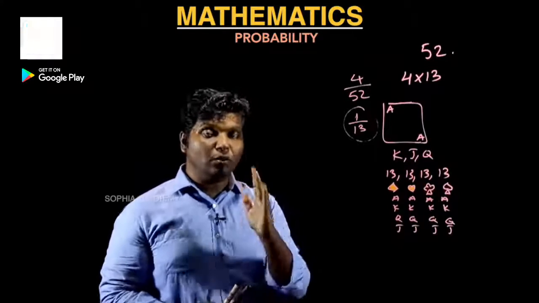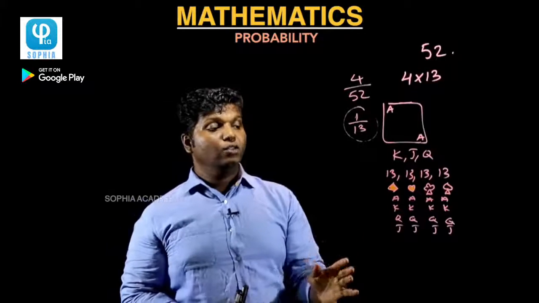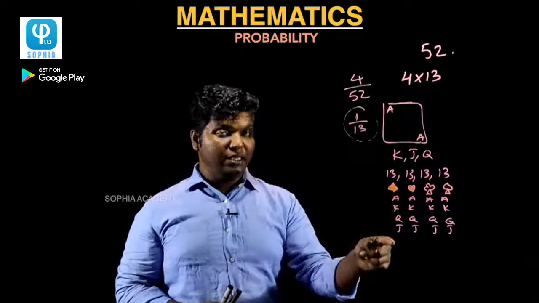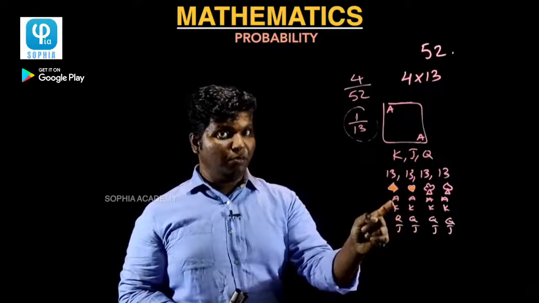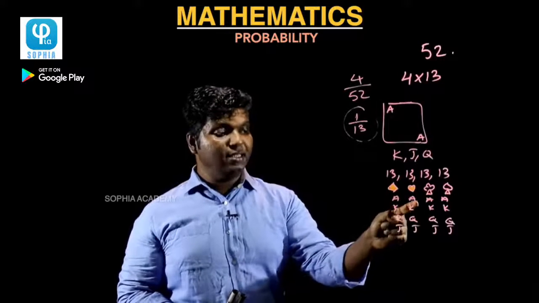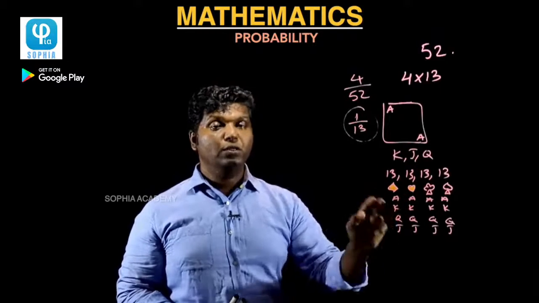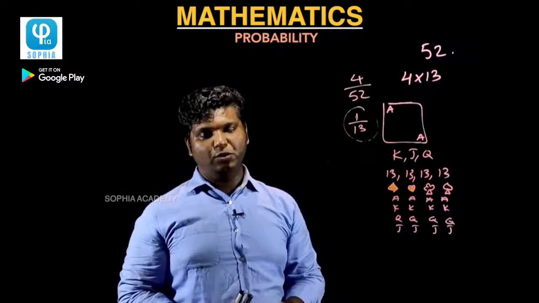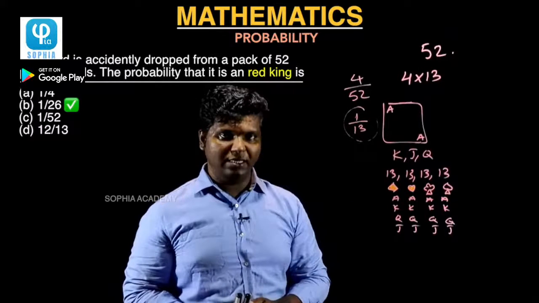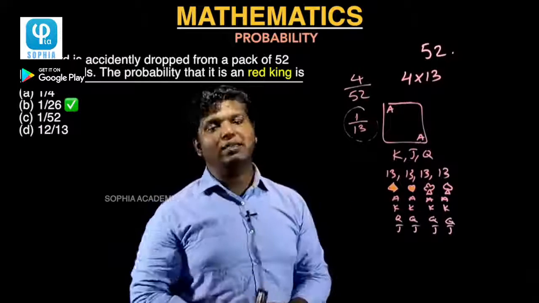So what is the question asked? Red king. Red king means it can come in this category. One king will be from this one, it's a red one. One king is in this one, that's also a red one. So the favorable outcome is 2. So the answer will be 2 by 52. Cancelling them, you will get 1 by 26. So this is the way to understand the question.